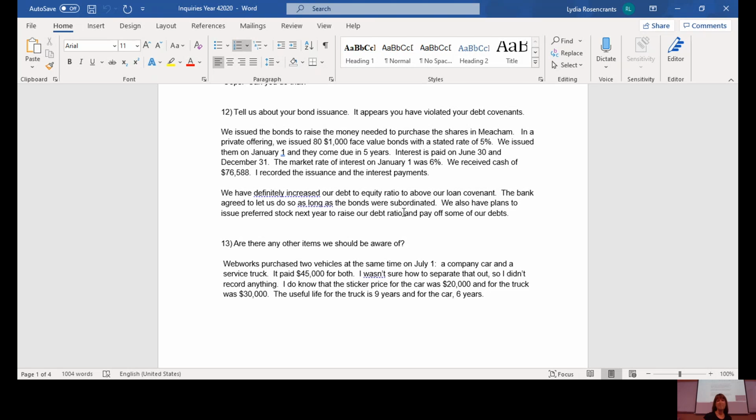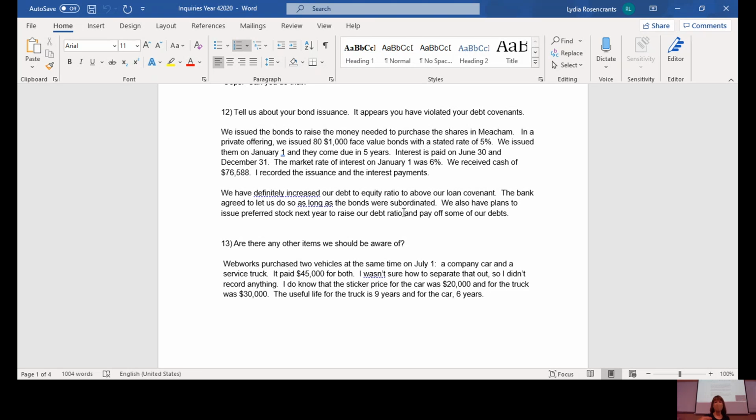Okay. And then he says they do have plans to issue preferred stock next year and to pay off some of the debts next year. Okay, so the bank has agreed to allow them to go over their limit on this particular debt covenant. As long as, and we'd have to have that in writing, guys, just so you know. As the reviewer, we would certainly want to have proof from the bank that they were allowed to do that, not take WebWorks' word for it. But in this case, we'll take WebWorks' word for it.